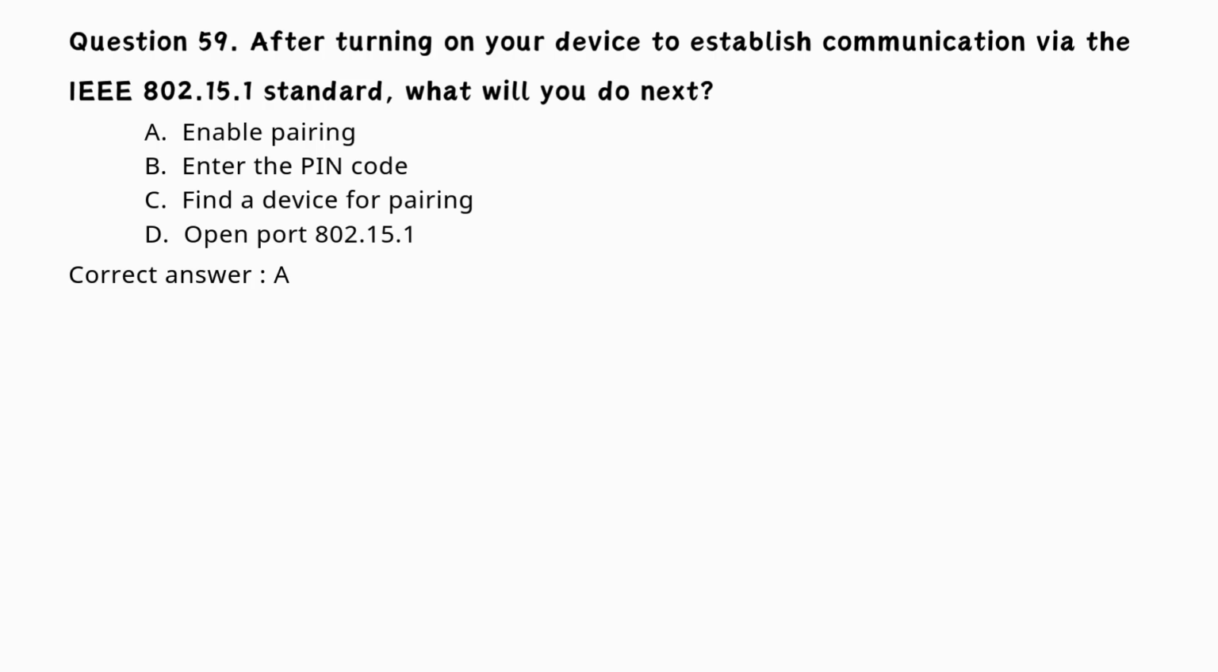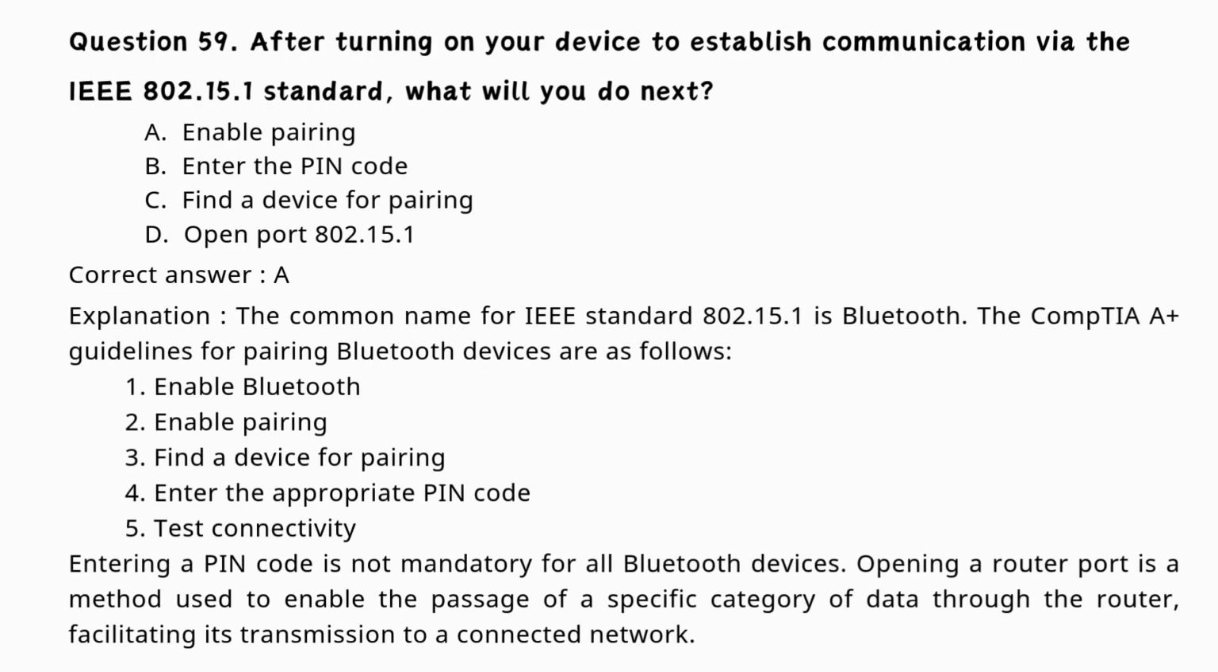Correct answer A. The common name for IEEE standard 802.15.1 is Bluetooth. The CompTIA A+ guidelines for pairing Bluetooth devices are as follows. 1. Enable Bluetooth. 2. Enable pairing. 3. Find a device for pairing. 4. Enter the appropriate PIN code. 5. Test connectivity. Entering a PIN code is not mandatory for all Bluetooth devices. Opening a router port is a method used to enable the passage of a specific category of data through the router, facilitating its transmission to a connected network.